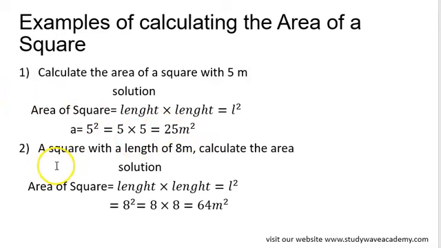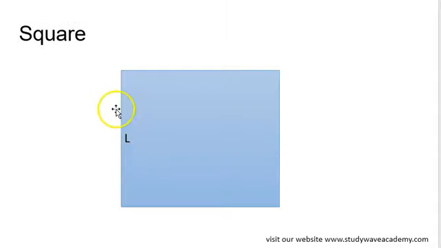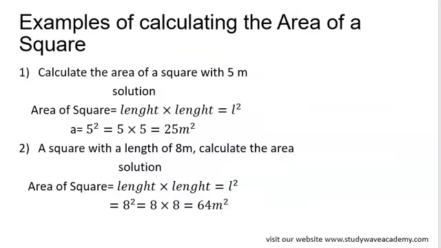Okay? The next question, we have a square with the length of 8 meters. Calculate the area. What do we do first? We write out our area of a square formula. Now they said our square has the length of 8 meters, and each part of this square has equal length, right? Here is the length, here is the length, here is the length, and here is the length. And it has what? How many meters? It has the length of 8 meters.